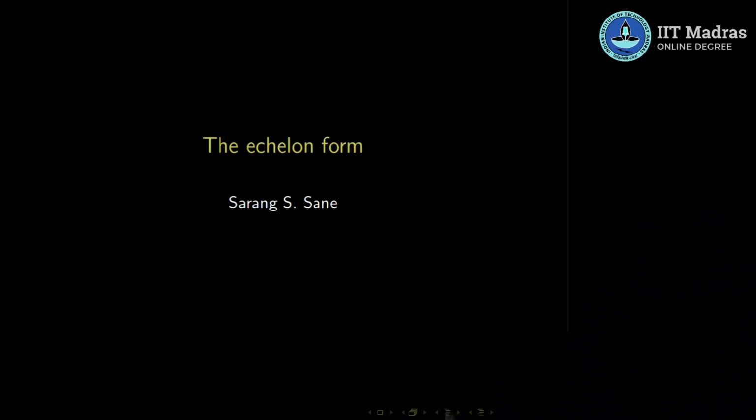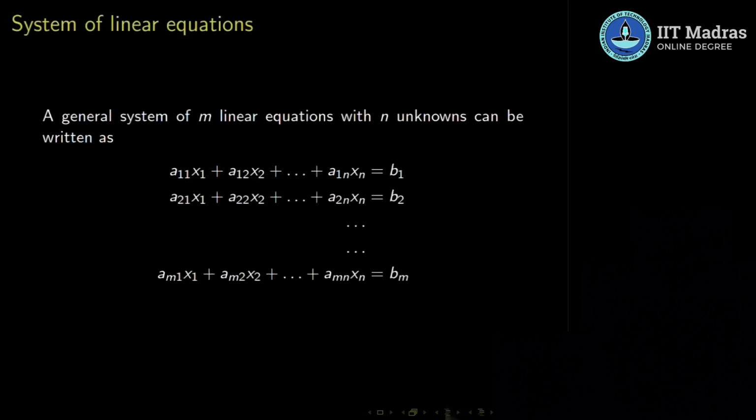In today's video, we are going to talk about the echelon form. So, the echelon form is a particular form for a matrix, and when the matrix is in this form, we can read off solutions quite easily. So, let's recall first what is a system of linear equations.